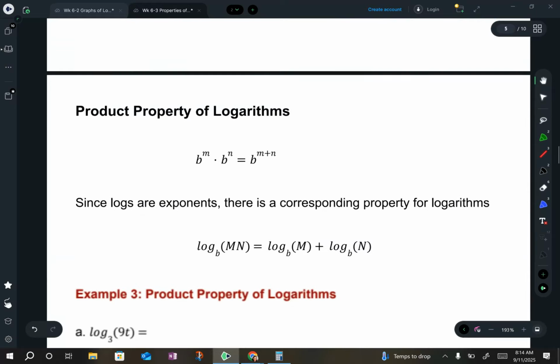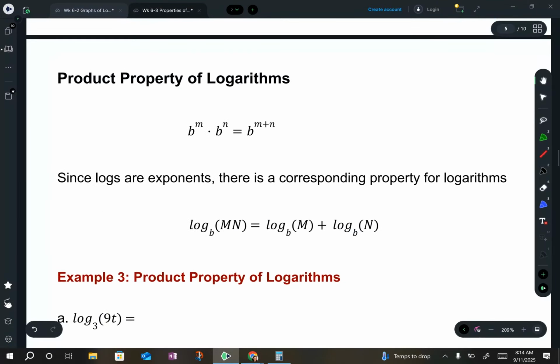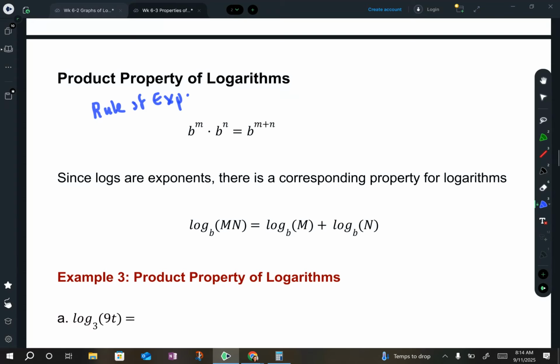All right, now we're going to talk about the product property of logarithms. Remember, logarithms are just exponents. So we have this from exponents. Remember this rule of exponents that you went over whenever you took some other algebra classes, hopefully? It says that any base to the power of m times the base to the power of n is equal to the base to the power of m plus n, because you have m copies of the base here and n here, so that gives you a total of m plus n copies.